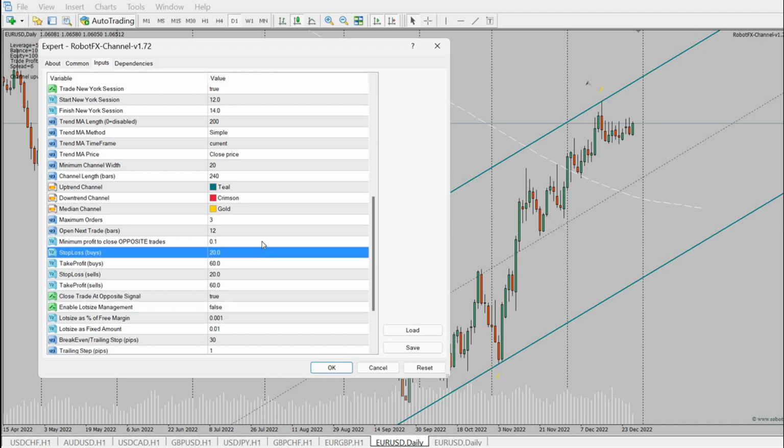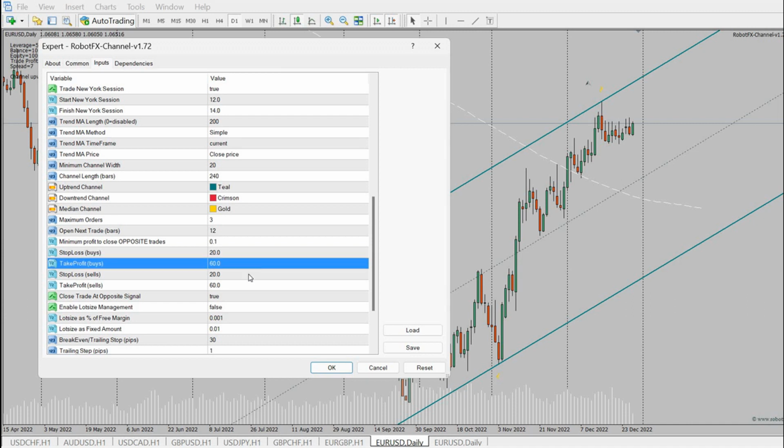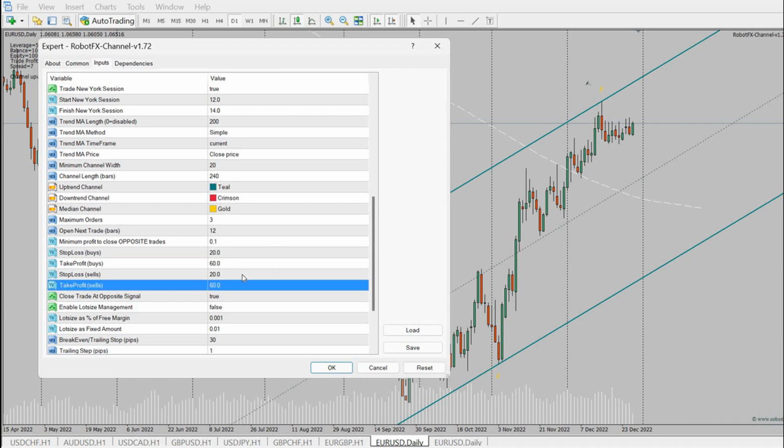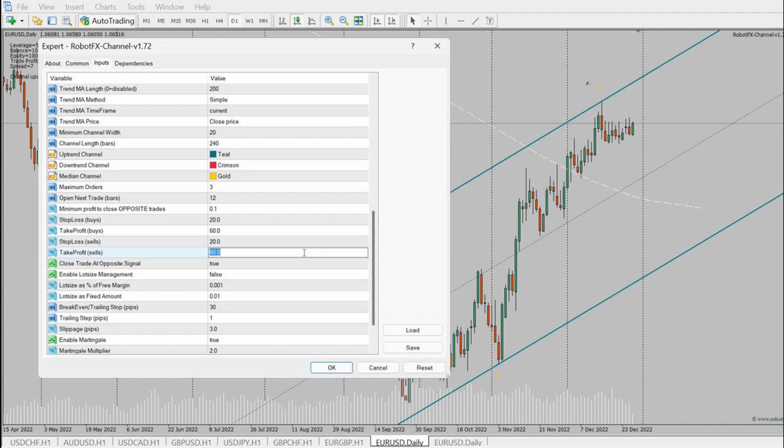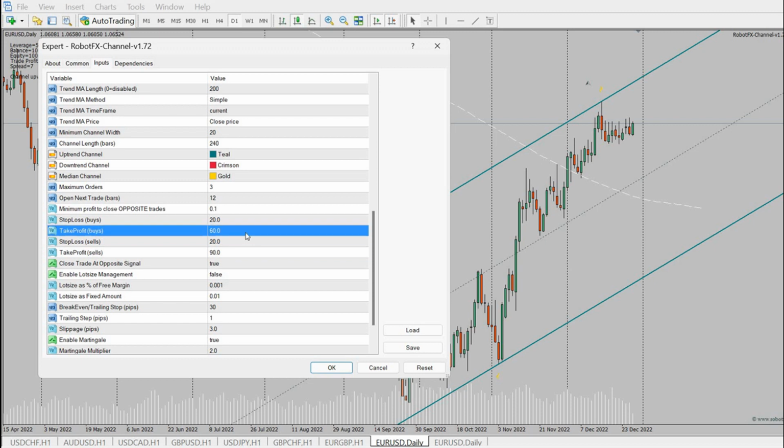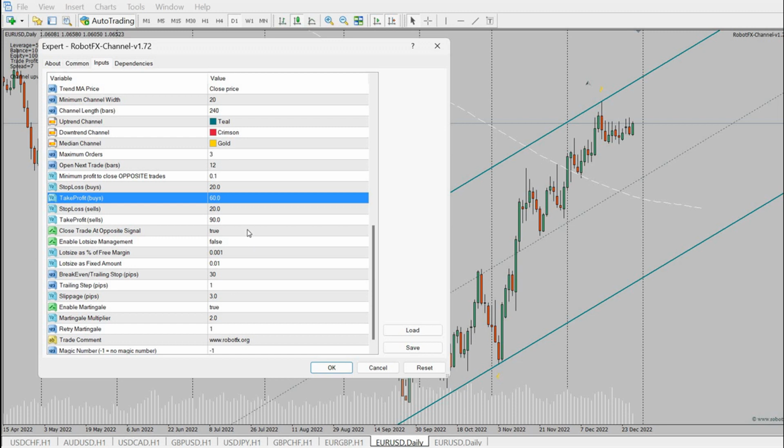The trader has the possibility to also set a different stop loss and take profit for buys and for sells. Some traders think, or I don't really believe that, but some think that short trades sometimes can accumulate more profit, and they would maybe want to increase the take profit for shorts while having it smaller for the buys, for the long trades. Again, a trader's personal preference, in my opinion.